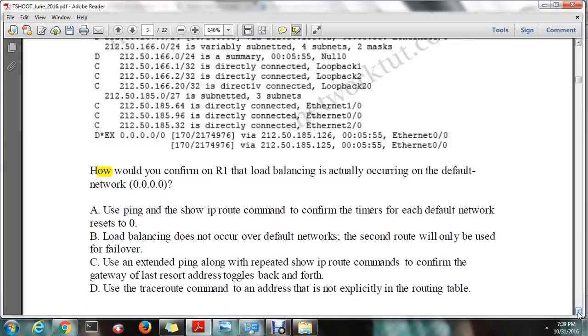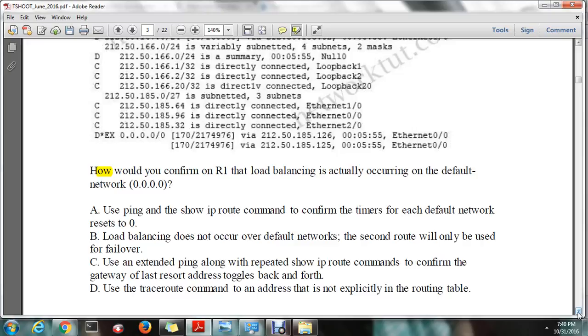See, you want to confirm that for the default network the load balancing is happening. How will you confirm? Will you ping 0.0.0.0? No. What does the default network denote? Let this top router be connected to the internet. While you are trying to reach the internet, the packet will go to the ISP router, the router that is connected to the internet. Then from there the packet will get transferred and try to reach the internet. Let's say you are trying to reach google.com. This route will take place via this default route only.